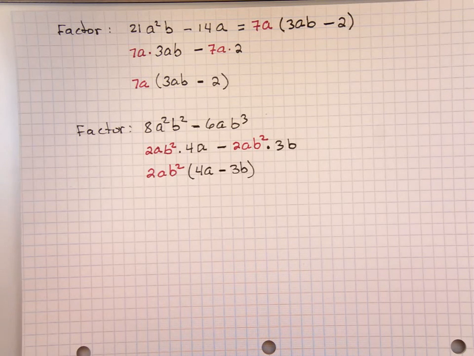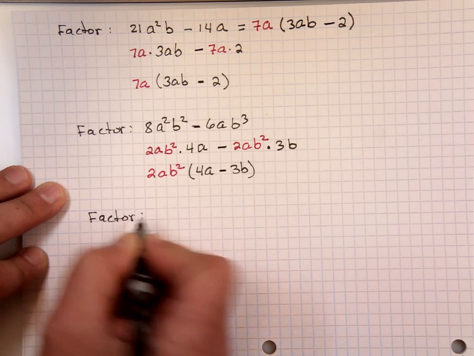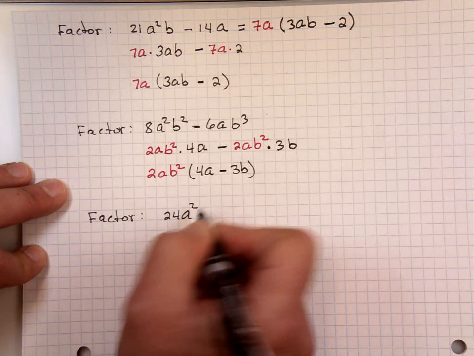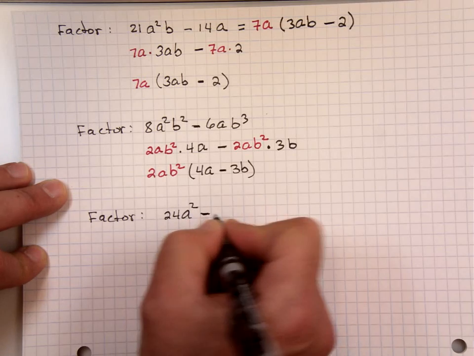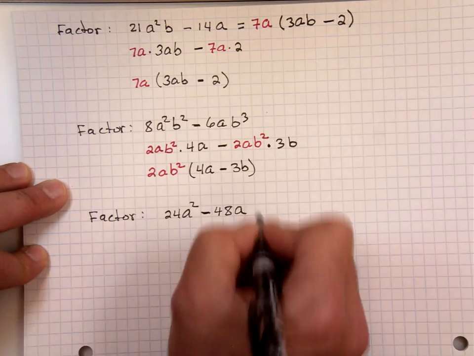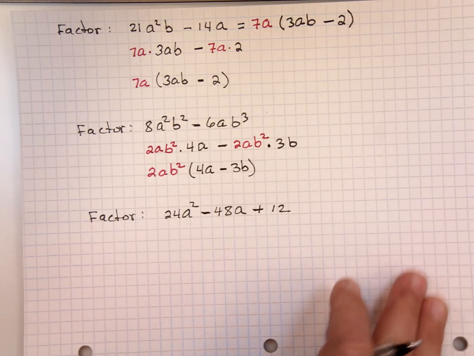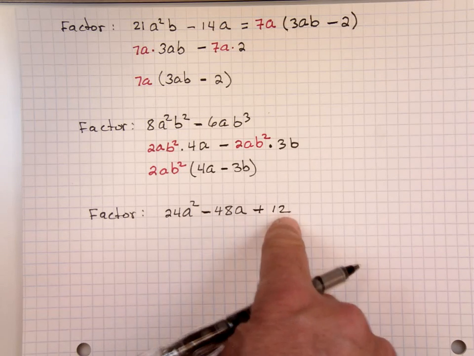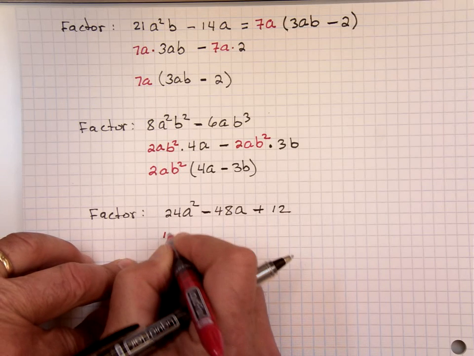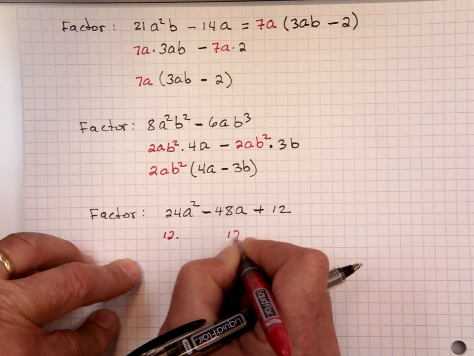Let's try another one. Factor 24a squared minus 48a plus the 12. Notice 24, 48, and 12, they all happen to be divisible by 12. The 24 is 12 times 2. The 48 is 12 times 4. And the 12 is 12 times 1.